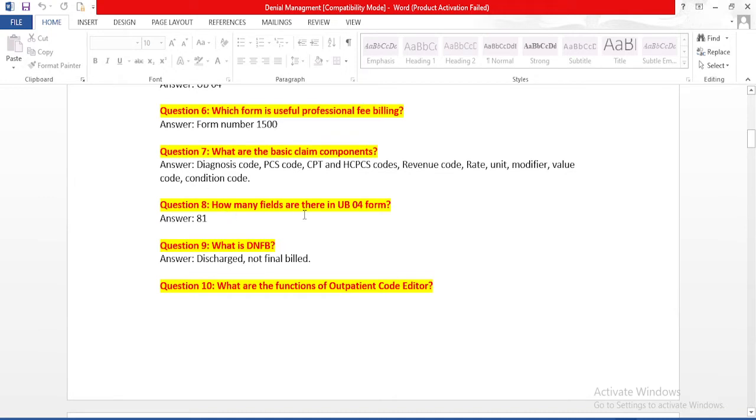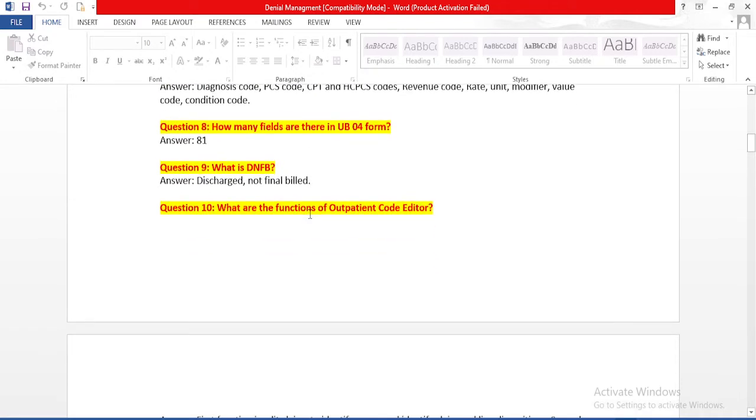How many fields are there in the UB04 form? We have 81 fields in the UB04 form. What is DNFB? Discharged not final billed.